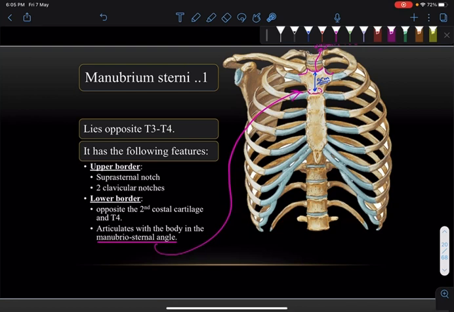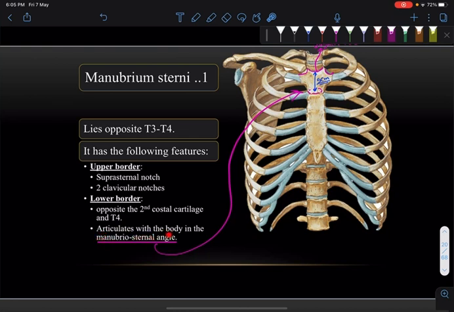It has the following features. The upper border of the manubrium has 3 facets: suprasternal notch, you can feel it easily with your finger, and 2 clavicular notches here and here articulate with the sternal end of the clavicle. Okay. هذا ال upper border of the manubrium. Lower border of it opposite to the second costal cartilage and T4. T3, T4. Lower border opposite to the T4 vertebra of the vertebral column. تمام.